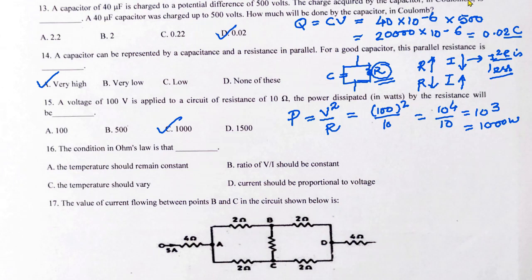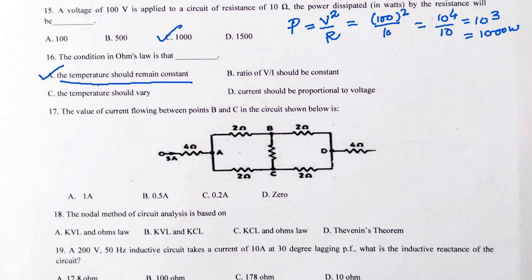Now the question number 16. The condition in Ohm's law is basically when the temperature and other physical conditions remain the same. So here from the options you can see that option A is the temperature should remain constant. So this is the correct answer here. Because in Ohm's law the temperature must be fixed and other physical conditions must also remain the same.